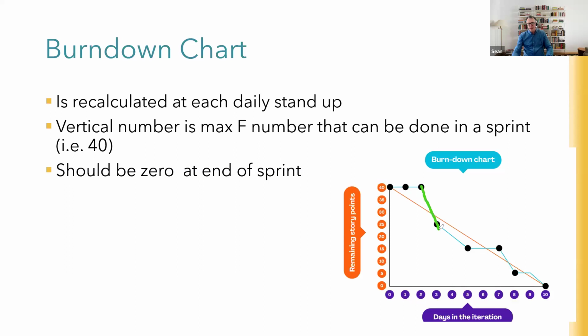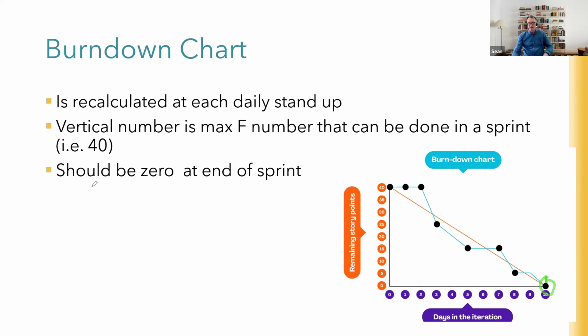All of a sudden, after day 3, you've delivered 15 of them. 15 story points are complete. And then you've delivered another 10 here. So you're trying to stay below that line. It's your burn down chart. And obviously you want it to be 0 at the end.